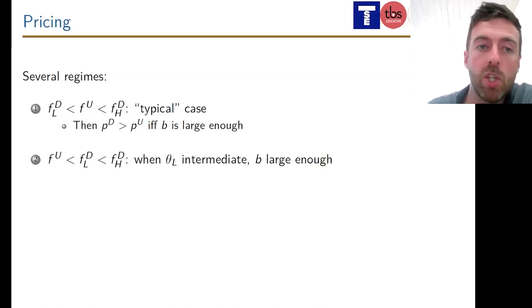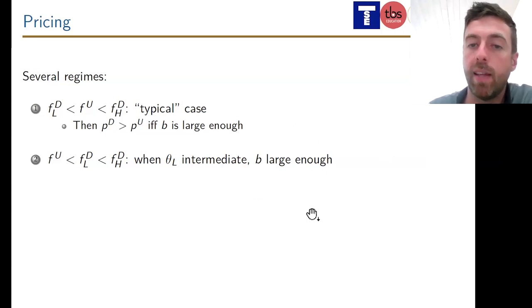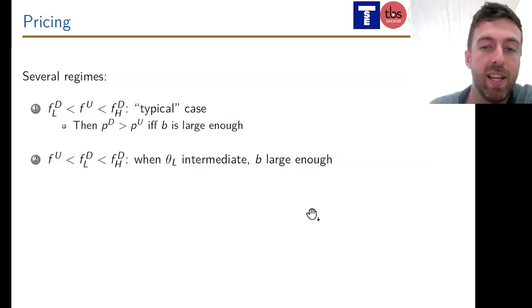A second regime, which was more surprising to us, is one where actually all fees increase under price discrimination. So this happens when theta L is intermediate and B is large enough.